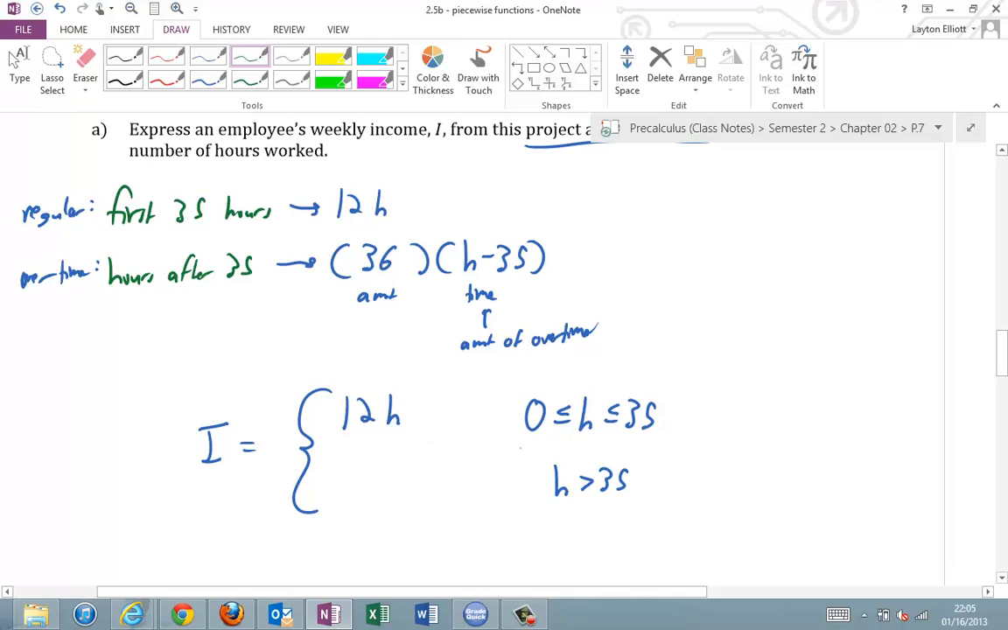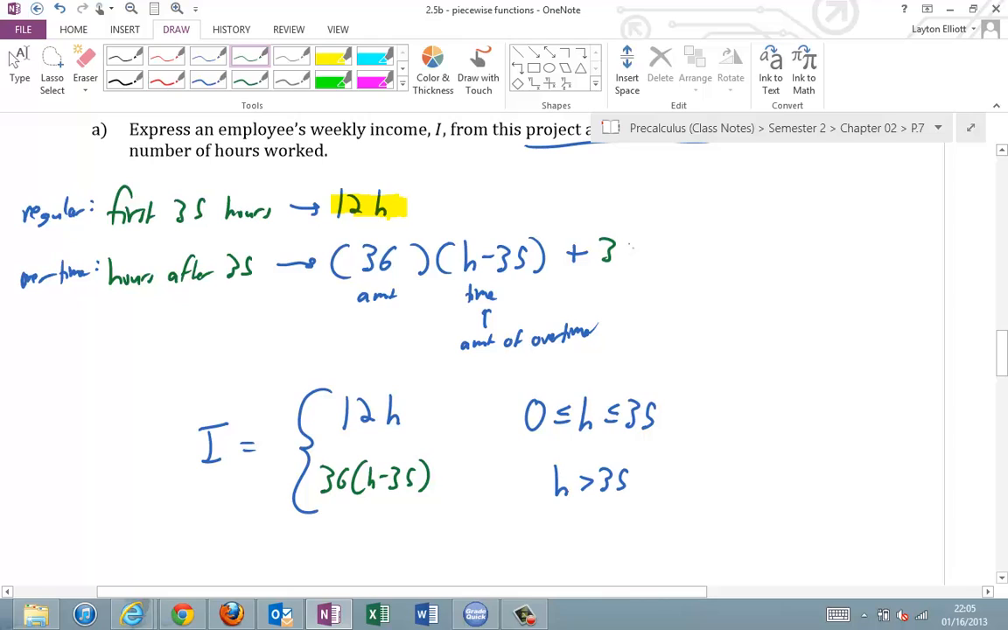There is no real link between the top and the bottom. So if I say that he makes 36 times h minus 35, that means that if you work 35 hours, you make $0. That doesn't make sense. The way we've written it, it only accounts for the overtime. It doesn't account for the amount you made originally. So if we're going to say that this is really an amount made, I'm going to come back up here, and we have to add the 35 hours we worked regularly.